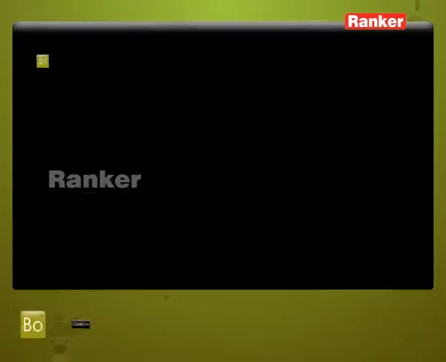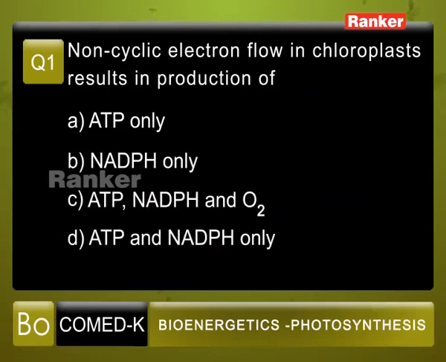Question number 1. Non-cyclic electron flow in chloroplasts results in the production of A. ATP only, B. NADP only, C. ATP, NADPH plus O2, D. ATP and NADPH only.